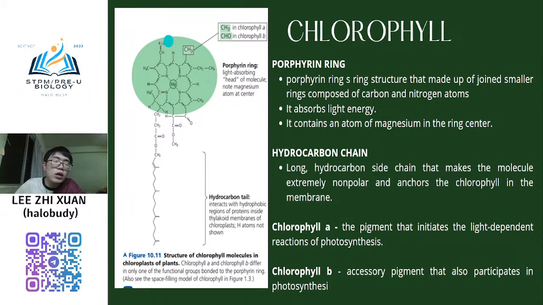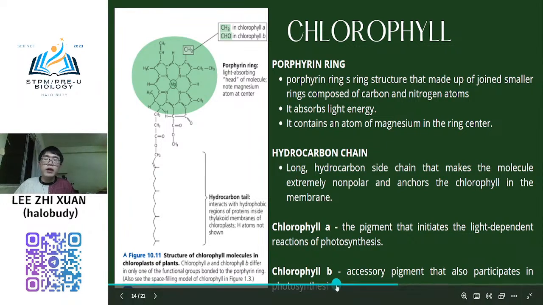This structure plays the main role in absorbing light energy. It is the place to absorb light energy, not the hydrocarbon. The hydrocarbon does not absorb light energy. The hydrocarbon is just to anchor the chlorophyll in the membrane, providing support to the chlorophyll in the membrane. The main absorption of light occurs at the porphyrin ring.